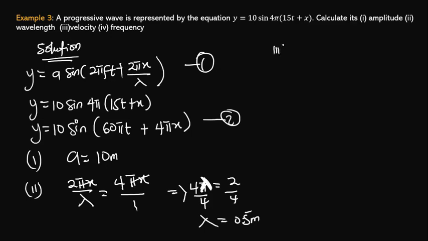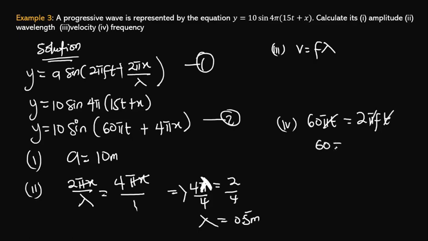Velocity is f lambda. Before we find the velocity, we need to find the frequency, because we don't know the frequency, and we can find the frequency from here. So let's jump to part IV first. If we compare, 60 pi t here should be equal to 2 pi f t over here. So the pi t's will cancel out, so we have 60 equal to 2f. We divide both sides by 2.